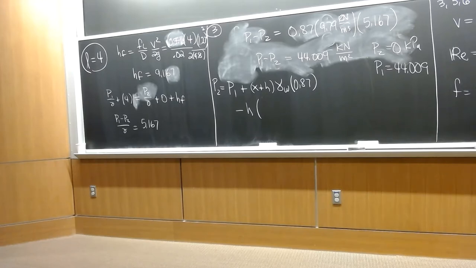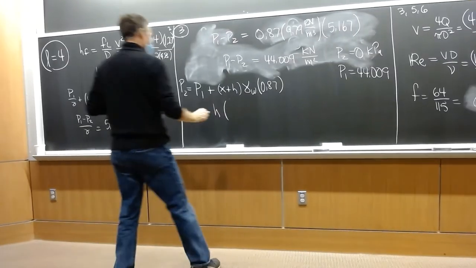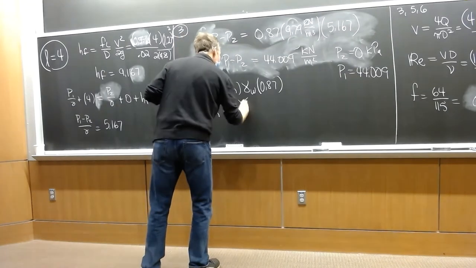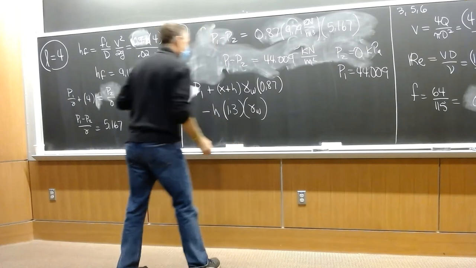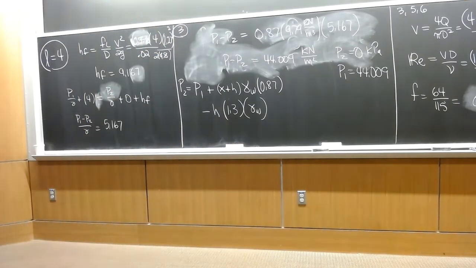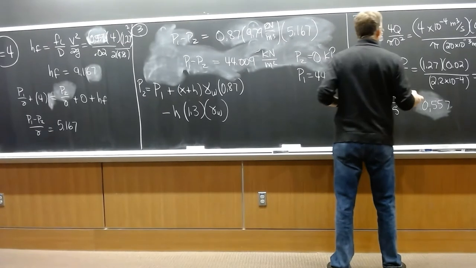Okay, and so I have jumped down x plus h and then jumped back up minus h. And what's my specific gravity? Is my specific gravity the same? Yes, 1.3. All right, so that gets me to the top of the manometer fluid, and then I jump. Okay, yeah, this is needing a figure. I do need to know that.